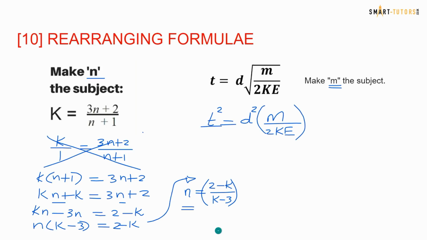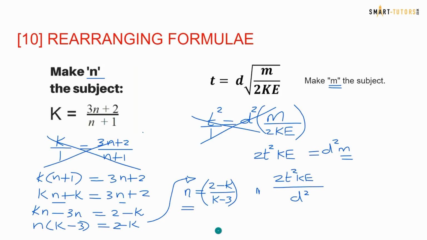Now t squared over 1. So do the cross multiplication again. So t squared is going to be multiplied by 2ke, which is 2t squared ke, equal to d squared m, since m is going to multiply by 1. Now m is the subject, so we don't need the d squared, so you're going to divide by d squared. So the answer is 2t squared ke over d squared. So that is the answer for m. So let me box it up. So that is the answer for m, 2t squared ke over d squared.